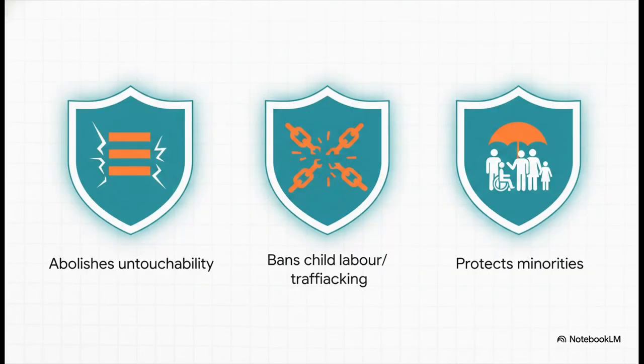So the really crucial point here is how actively these specific articles work to guarantee equality and protect vulnerable groups. Articles 14 through 18 don't just promise equality, they actively abolish untouchability and titles. Articles 23 and 24 explicitly ban human trafficking and child labor. And Articles 25 through 30 ensure people can manage their own religion while specifically protecting minority groups. It's a fiercely protective, active framework.